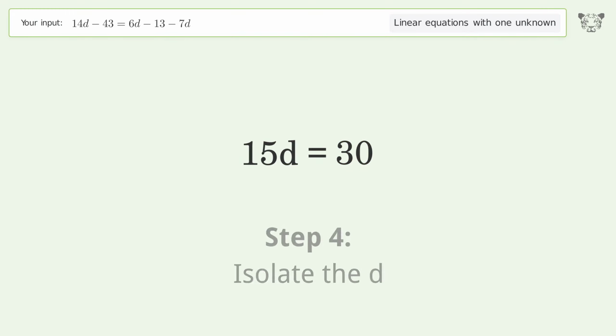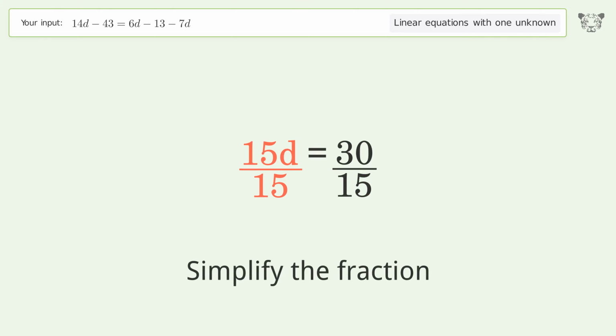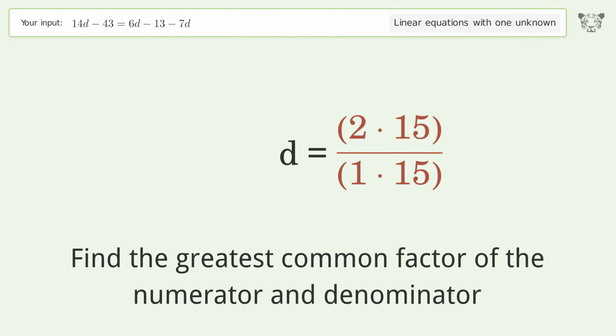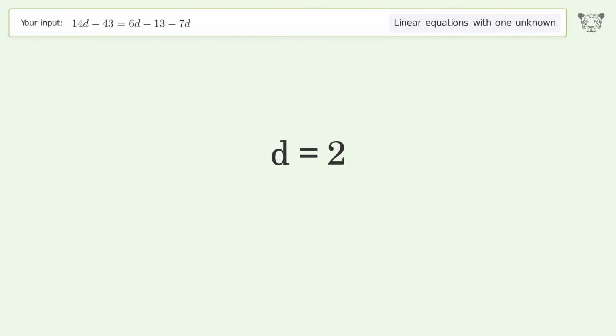Isolate the d. Divide both sides by 15. Simplify the fraction. Find the greatest common factor of the numerator and denominator. Factor out and cancel the greatest common factor. And so the final result is d equals 2.